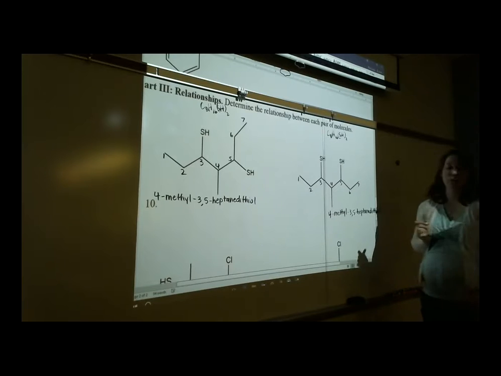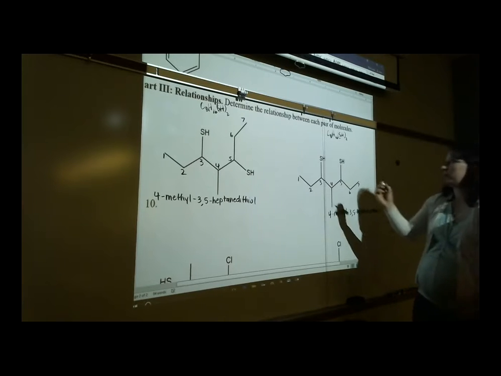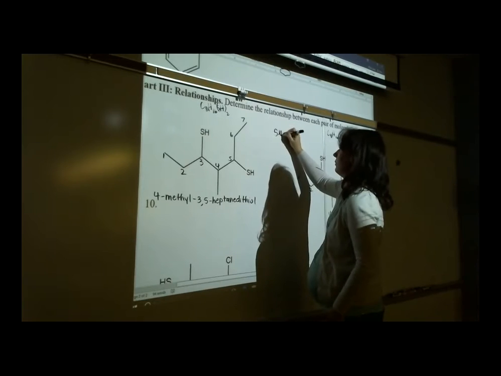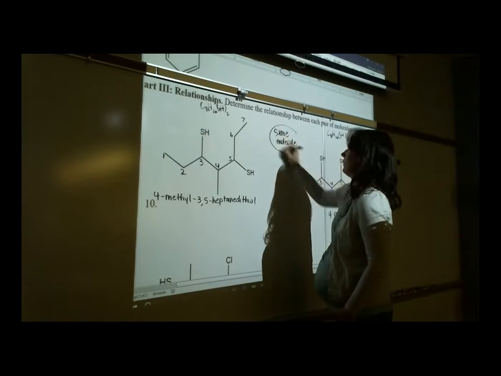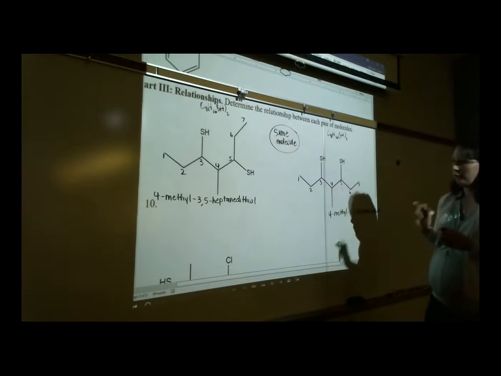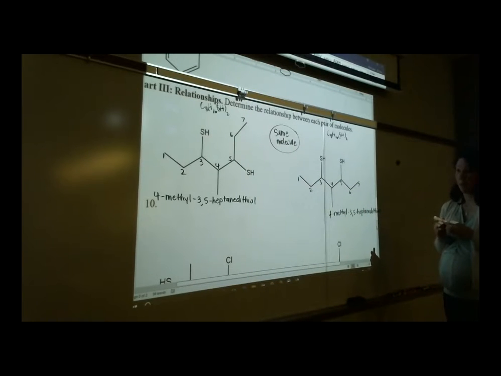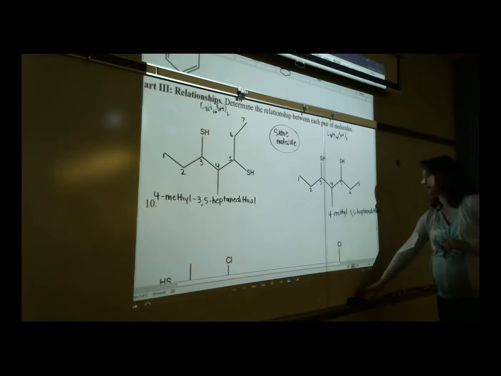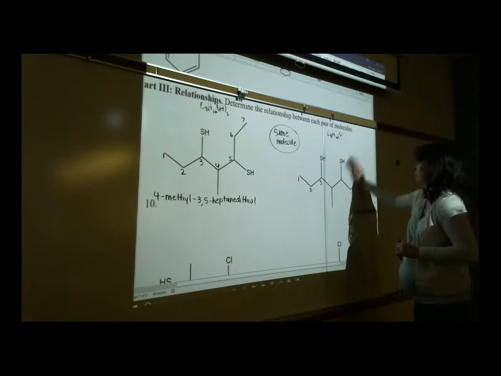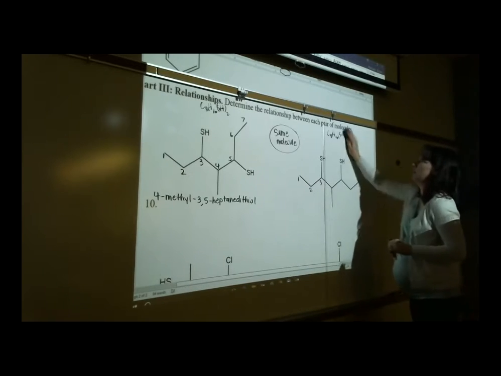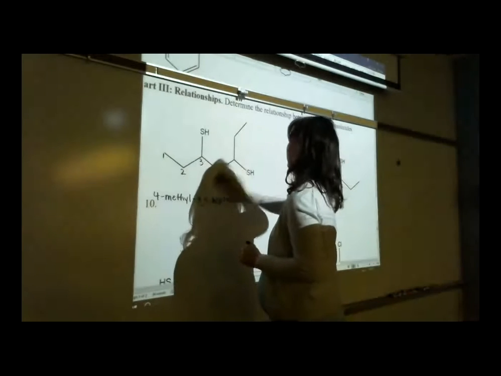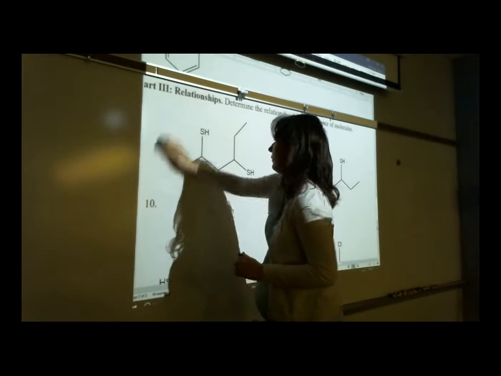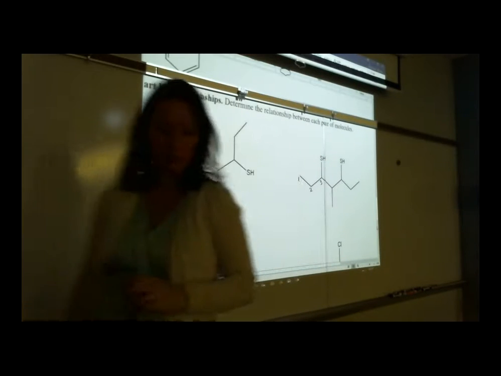So what's the relationship here? Same molecule, right? That's their relationship. Same formula, same name, same molecule. One's just drawn a little bit differently. All right, let's go on to the next one.